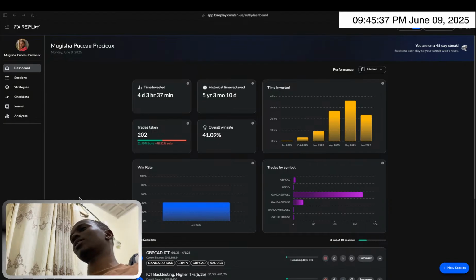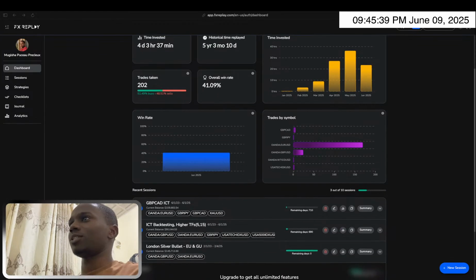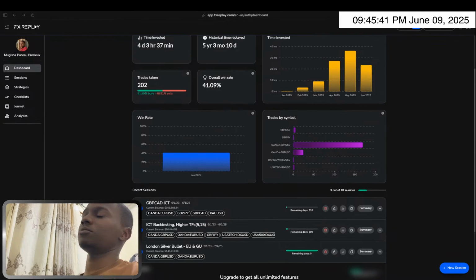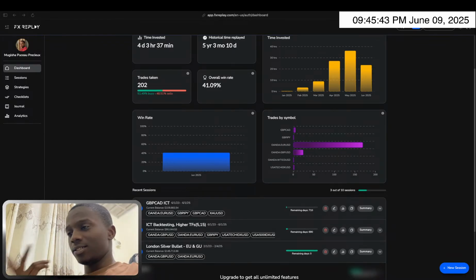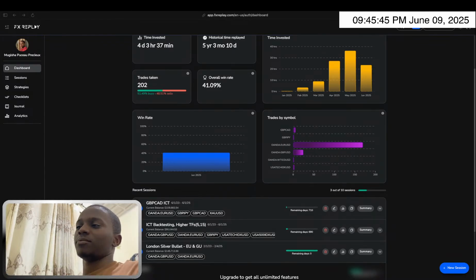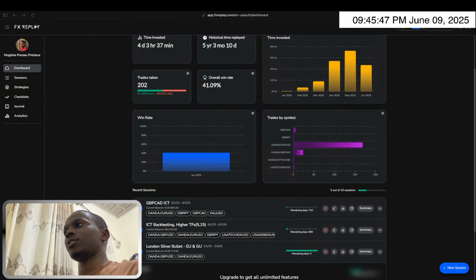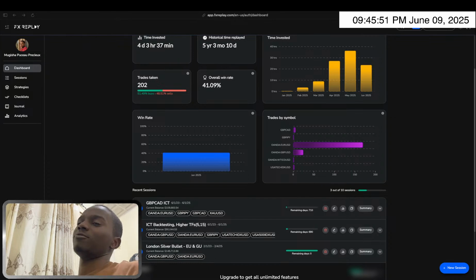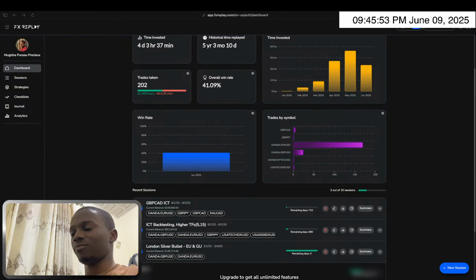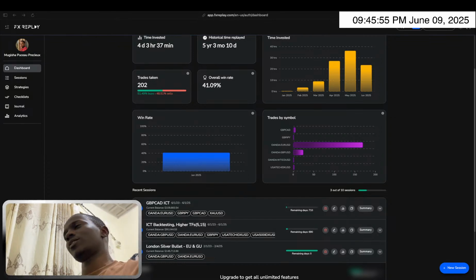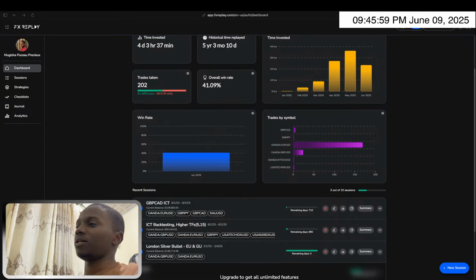I'm going to be backtesting this GBP/CAD ICT. I had a good trade on GBP/CAD, but I had a problem of entering early, which was a bad one. The trade ended up hitting TP, but I have to learn how to be patient and sit on my hands when the trade isn't yet in play.